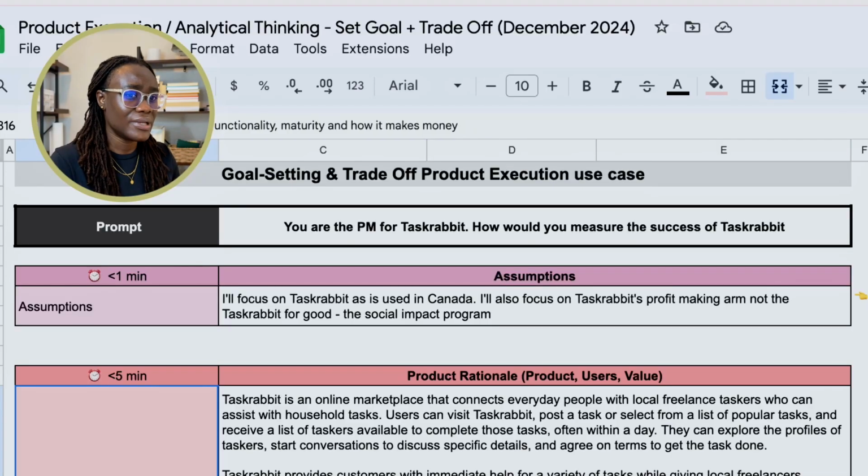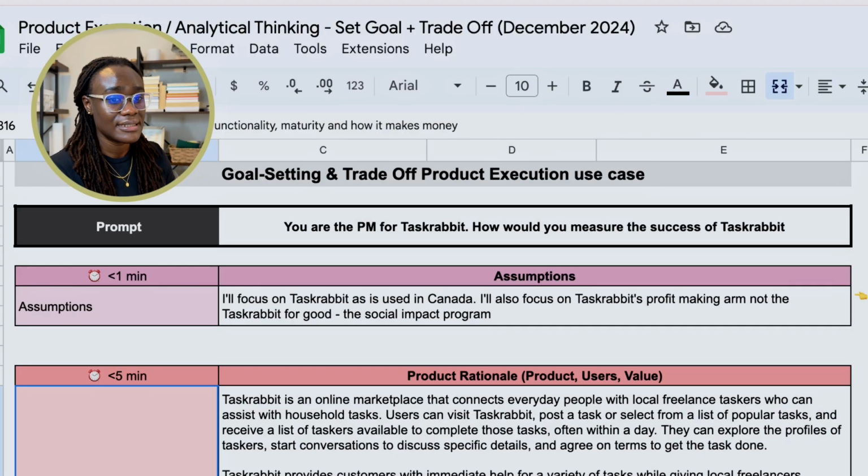All right, so the example that I'm going to be tackling today is goal setting and trade-off for a typical product execution use case. We're not going to be tackling root cause analysis, just goal setting and trade-off. The prompt here is that you're the product manager for TaskRabbit. How would you measure the success for TaskRabbit?